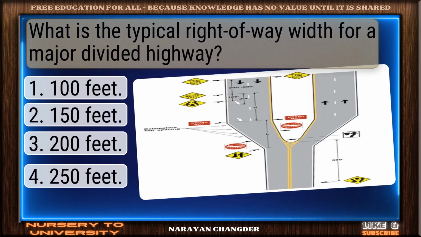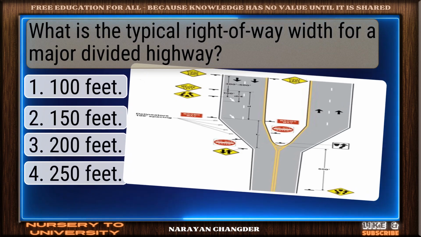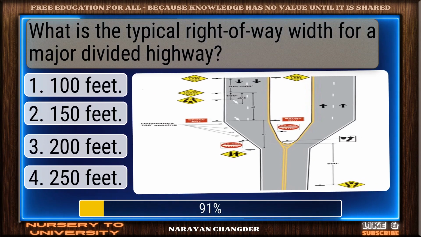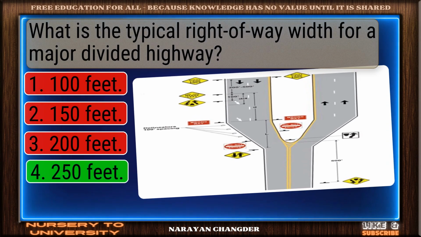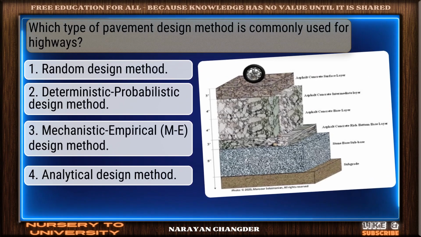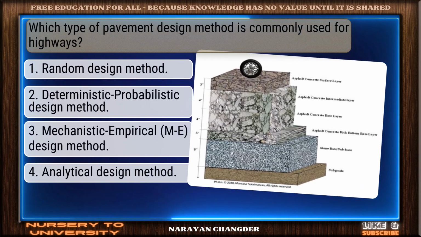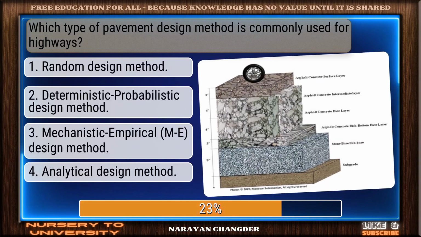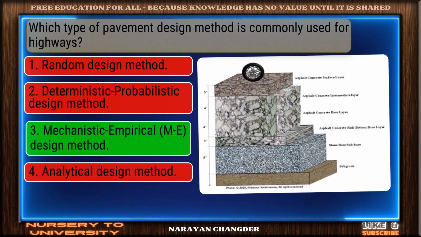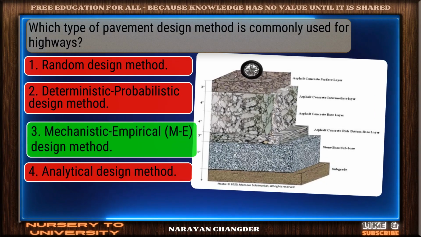What is the typical right-of-way width for a major divided highway? Smart move. 250 feet is an accurate answer. Which type of pavement design method is commonly used for highways? Valid point. Mechanistic empirical design method is true.